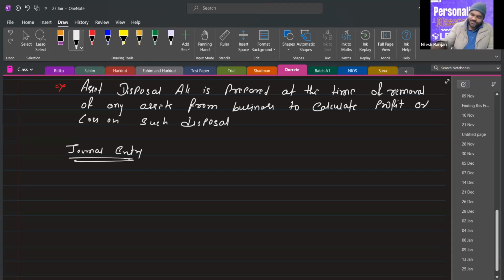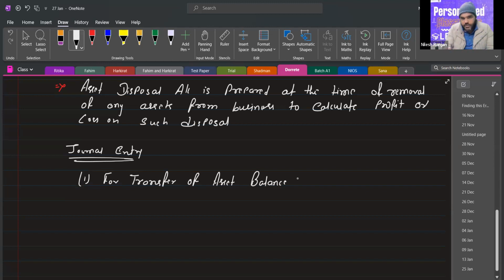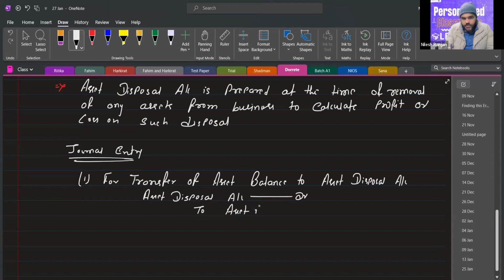Okay. So now, in a normal situation, we pass the journal entry for sale of assets like this. But here, at the time of sale, we will transfer our assets to the disposal account. Transfer of asset balance to asset disposal account. So what will be the entry for this? It will be asset disposal account to asset account. So we have transferred the balance of asset account to asset disposal account.